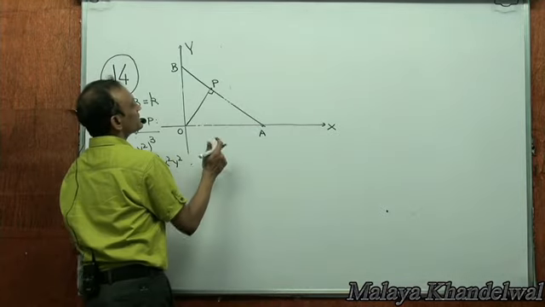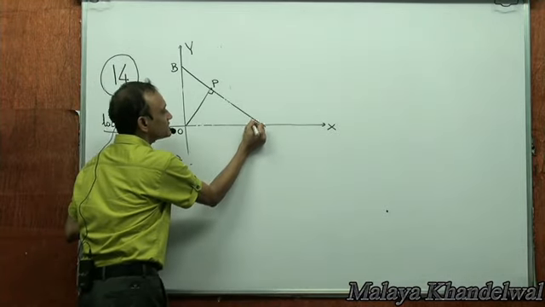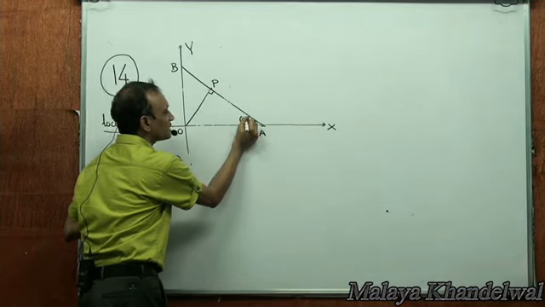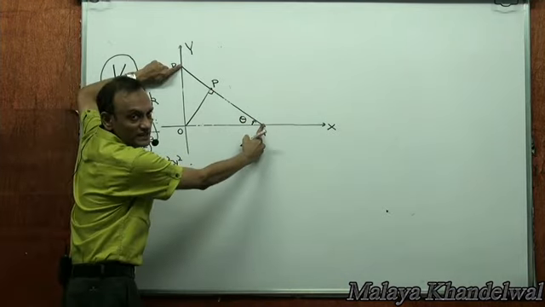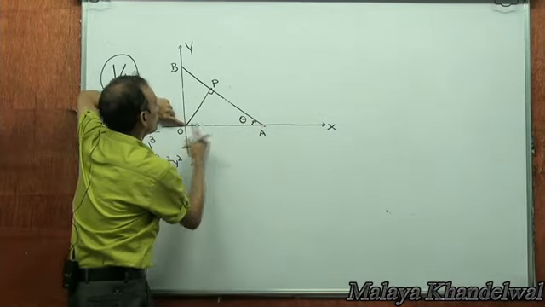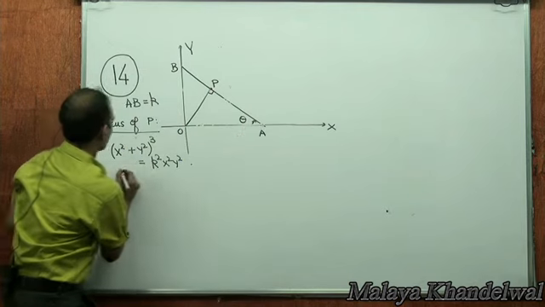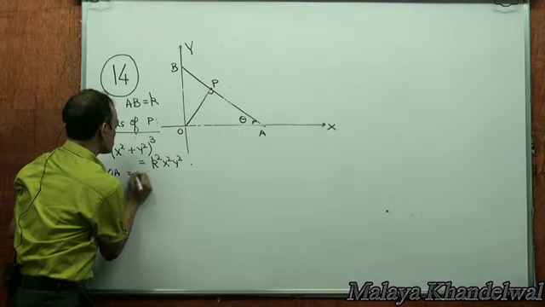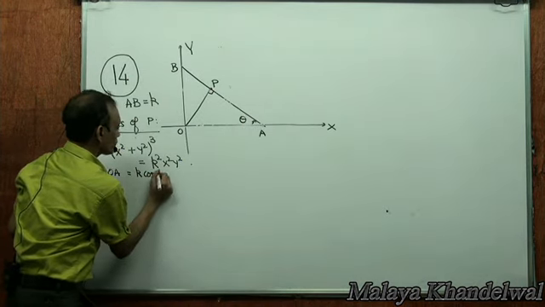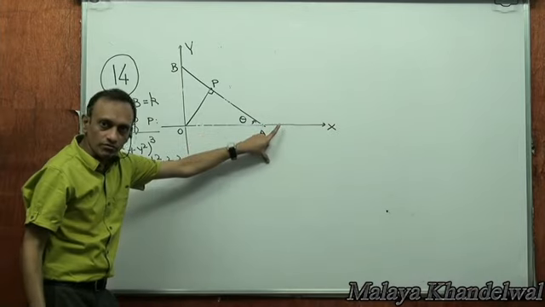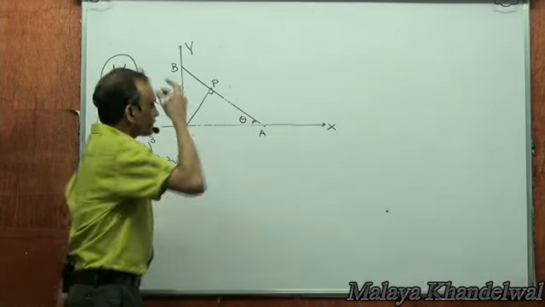Now, if AB is K and this angle is theta, would you not want to believe that OA would be K cos theta? Yes or no? Right?